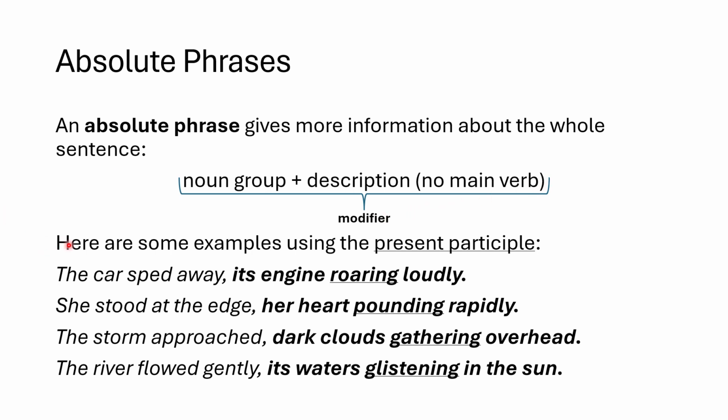Here are some examples using the present participle. The car sped away, its engine roaring loudly. She stood at the edge, her heart pounding rapidly. The storm approached, dark clouds gathering overhead. The river flowed gently, its waters glistening in the sun.